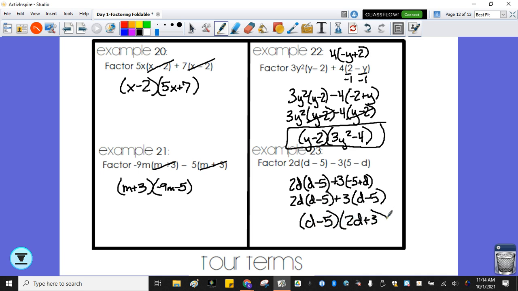So d minus 5, 2d plus 3. Okay, I always put the repeated parentheses first, but does it matter? No, it's multiplying. So d minus 5 is the same thing as 2d plus 3 times d minus 5. So it doesn't matter the order with multiplication.